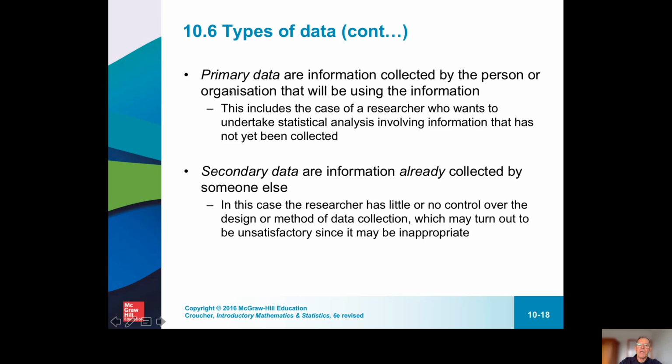Primary data is where we are involved ourselves in gathering the data. We're the ones who gathered it. Secondary data is when we rely on somebody else who has gathered the data on our behalf. Maybe we've gone to the internet to find some information, the Australian Bureau of Statistics, etc.